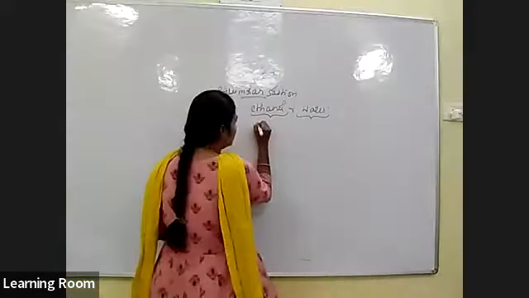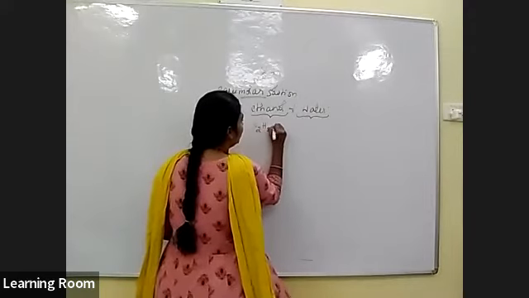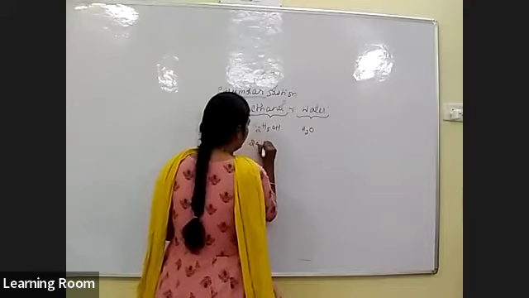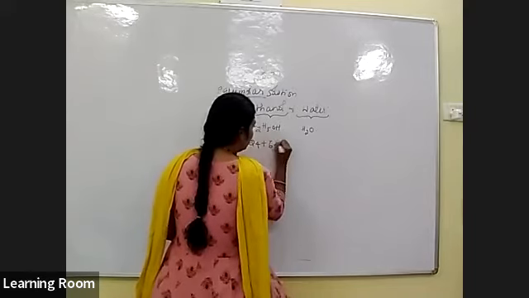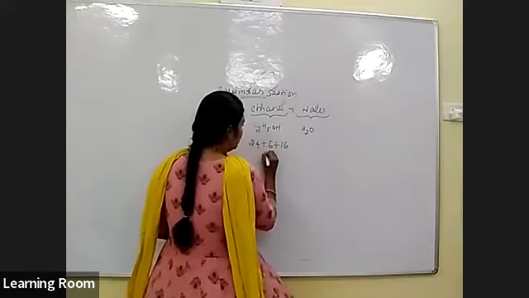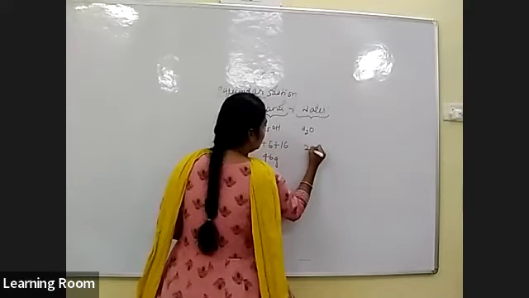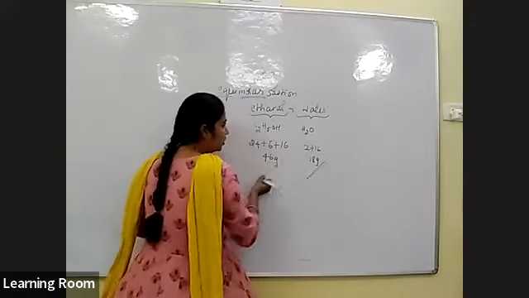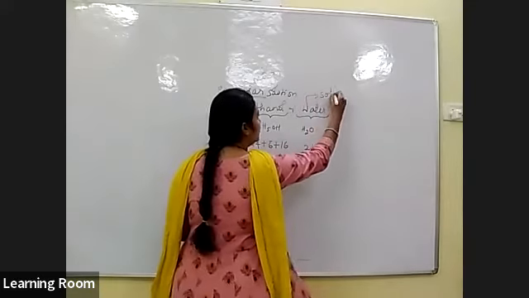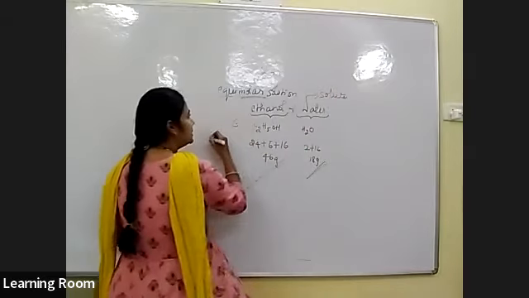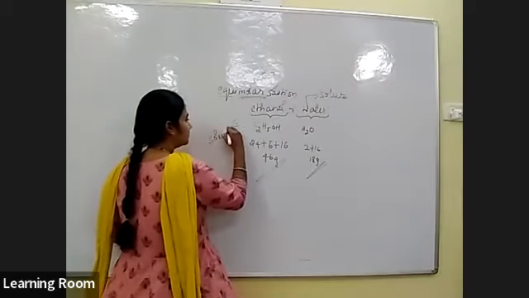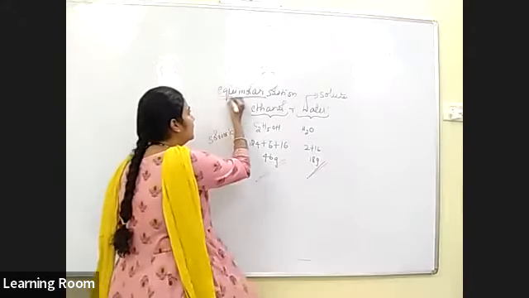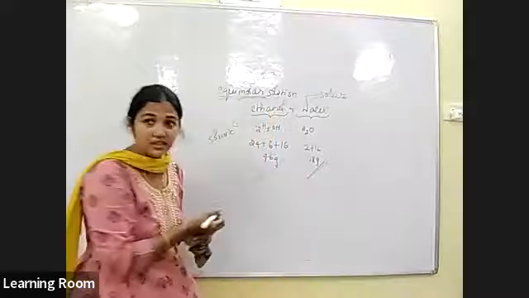So for ethanol, what is your formula? C2H5OH, and for water, H2O. C2 means 24 plus 5 plus 1 plus oxygen 16, that is 46. And water is 2 plus 16, 18. So ethanol will be your solute and water will be your solvent. This is present in less quantity, and this is present in more quantity. Correct?